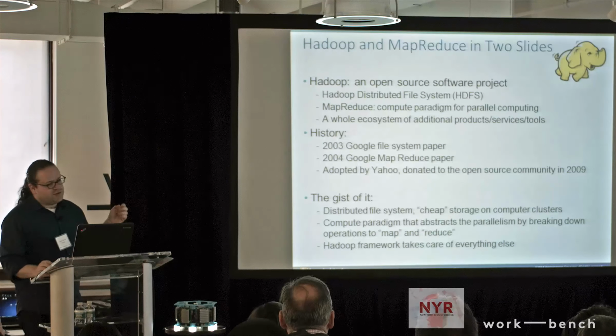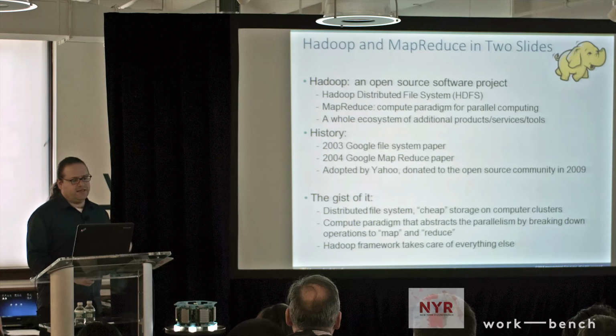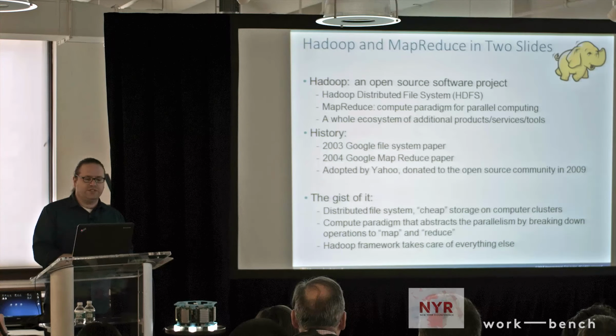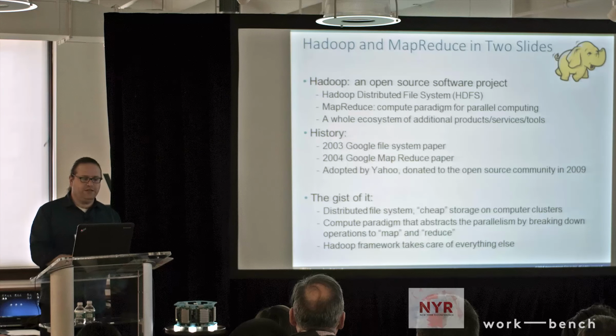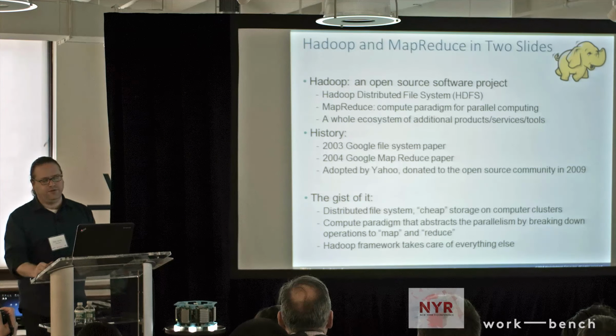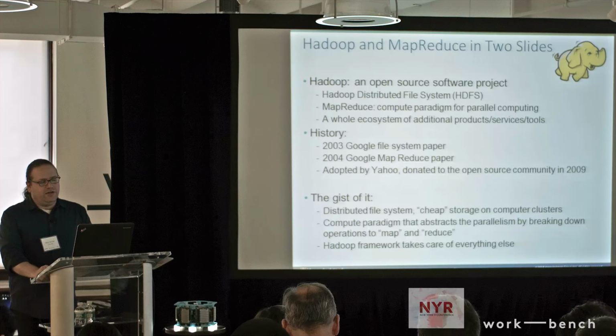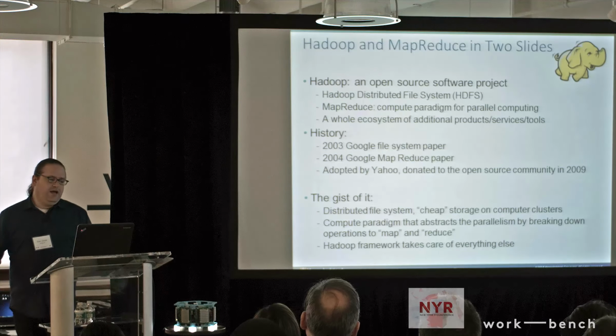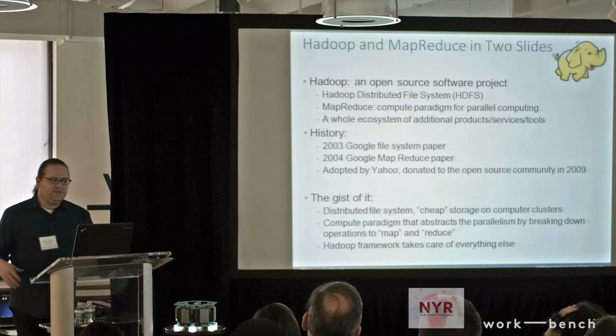Hadoop is an open source software project. It has a few components: the Hadoop distributed file system, and MapReduce, which is a compute paradigm for parallel computing that we're going to be using here through R. And it has a whole ecosystem of additional products and services and tools that we don't really care about for now.